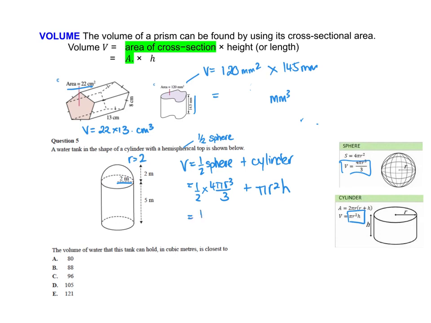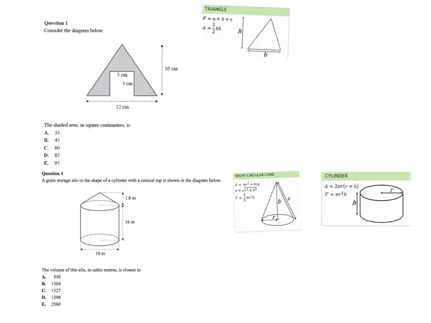So you can plug all of that into the calculator. 2 cubed, be careful that's a cubed, plus 2 squared times 5, and we'll get an answer. Okay, I got the volume to be 79.6, so meters cubed, so I'm going to go with 80 is the closest. Okay, that was question 5, so it's a bit more.